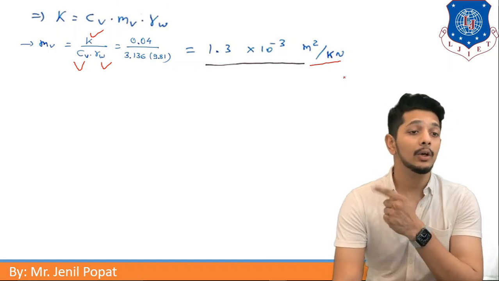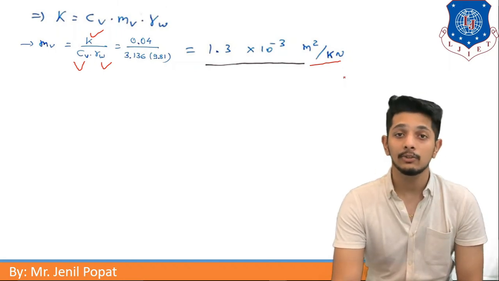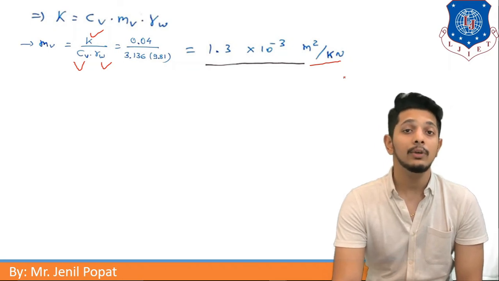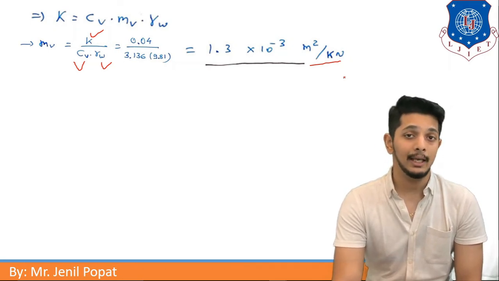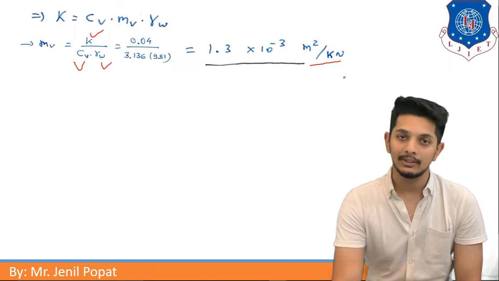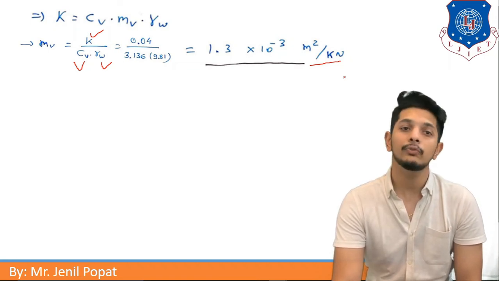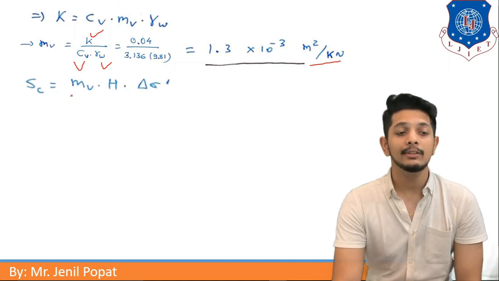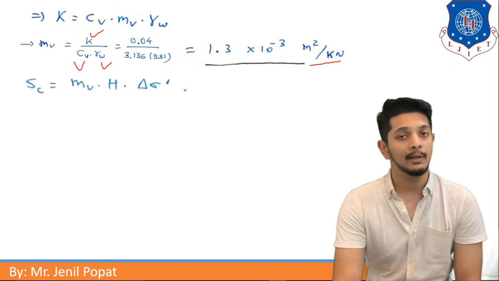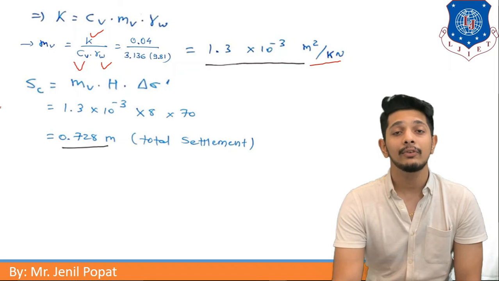Do note the unit of MV. It is meter square by kilonewton. If you get a different unit in the exam, you can know that the formula used for that is wrong. Let us move forward. SC is equal to MV into H into delta sigma dash. From here we can find out SC.